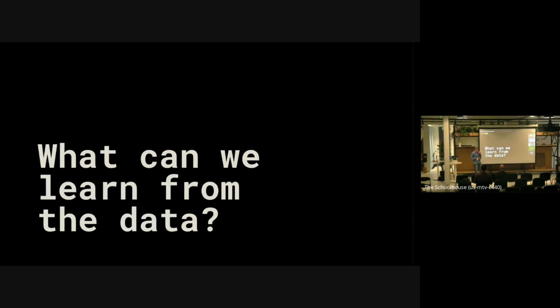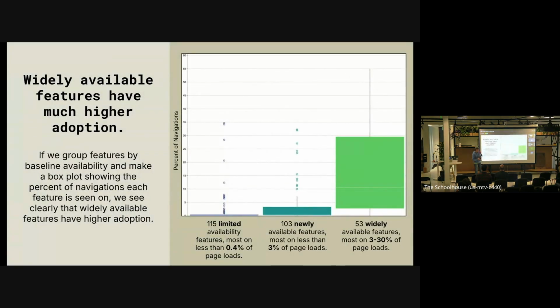Okay, so what can we learn? The very first thing I did was try to make some sort of chart that shows me how baseline availability correlates with usage. Basically, I took each feature and put the percent of navigations that the feature is seen on the y-axis. Then I grouped the features by baseline status, limited, newly, and widely, and put those 3 boxes on a box plot. So the top of the box plot is the 75th percentile for the percent of navigations a feature is on.